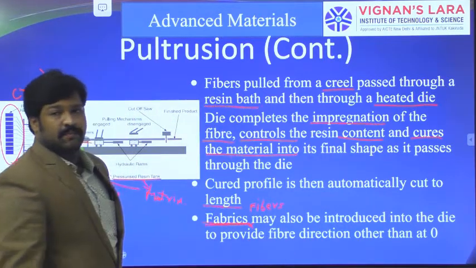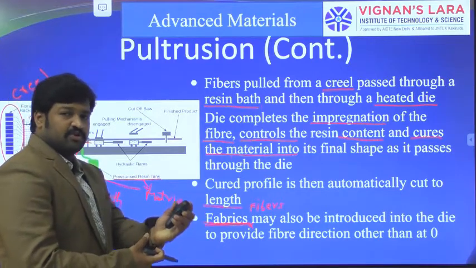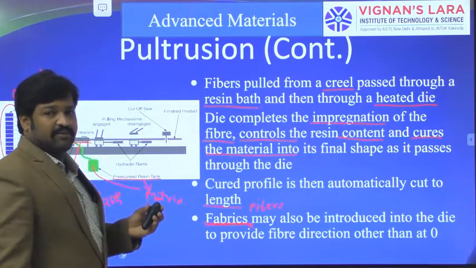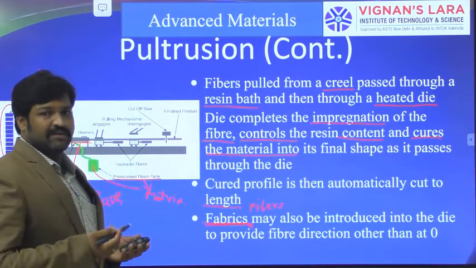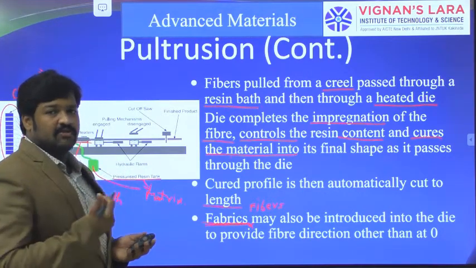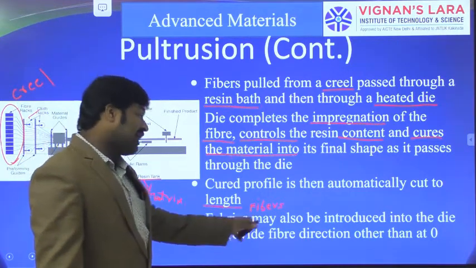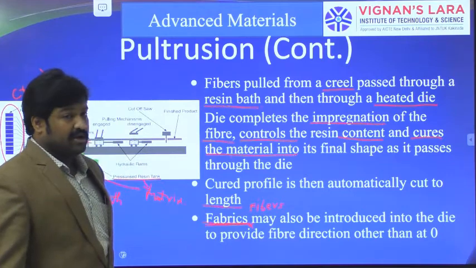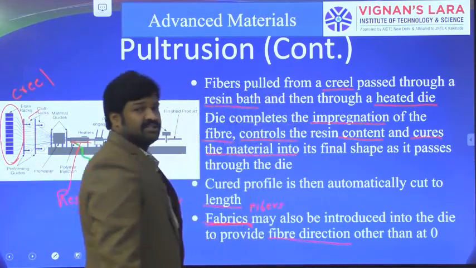Depending upon the application, we can use fibers or fabrics. If we use fabrics, the cost of the secondary process is high. Why? Because the fibers should be arranged in a zigzag manner. Depending upon the application, those can be obtained in different orientations. Fabrics may also be introduced into the die to provide fiber direction other than at 0 degrees.